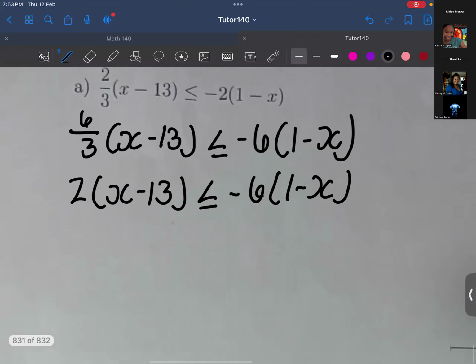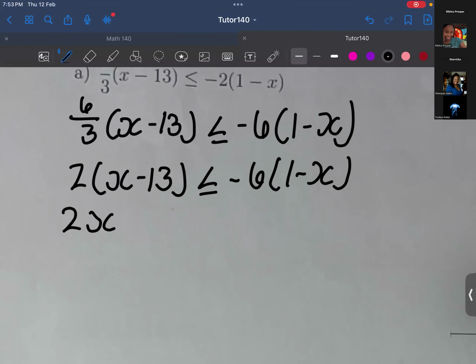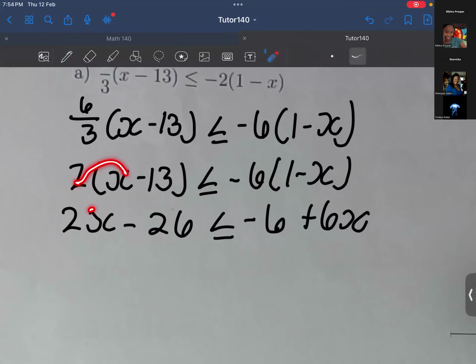Now I'm going to distribute. This is going to be 2x minus 26 less than or equal to negative 6 times 1 is negative 6, and then plus 6x. 2 times x is 2x. 2 times negative 13 is negative 26. Negative 6 times 1 is negative 6. Negative 6 times negative x is positive 6x.